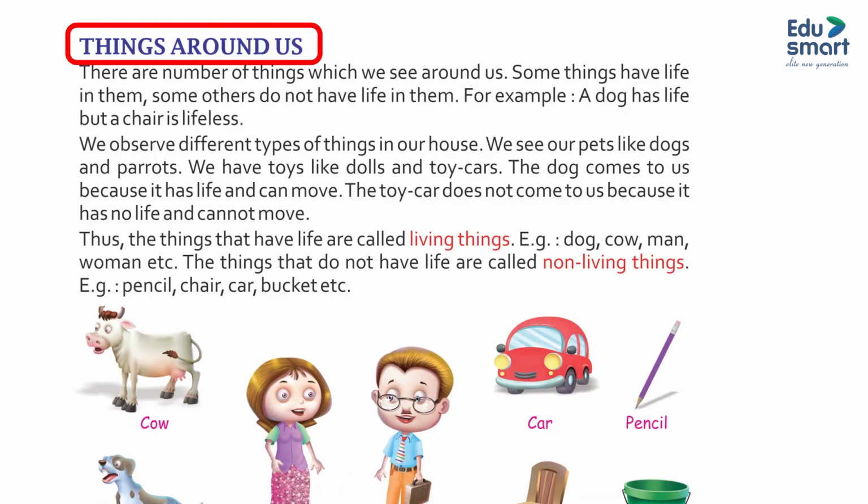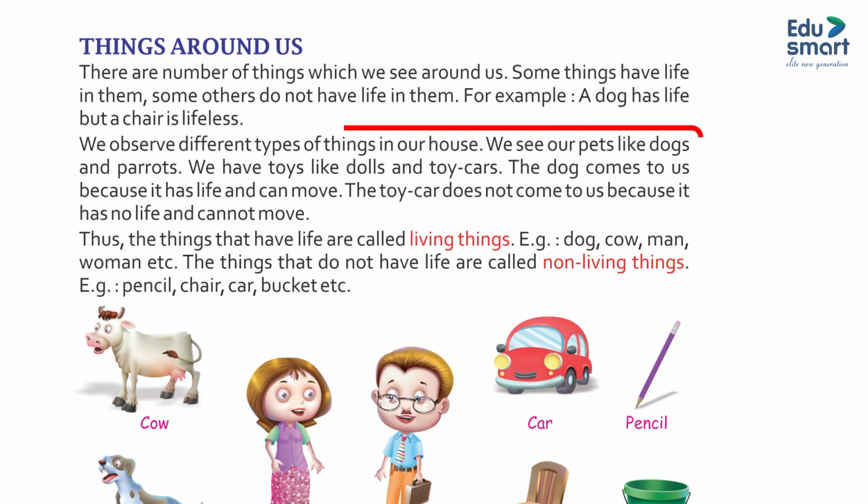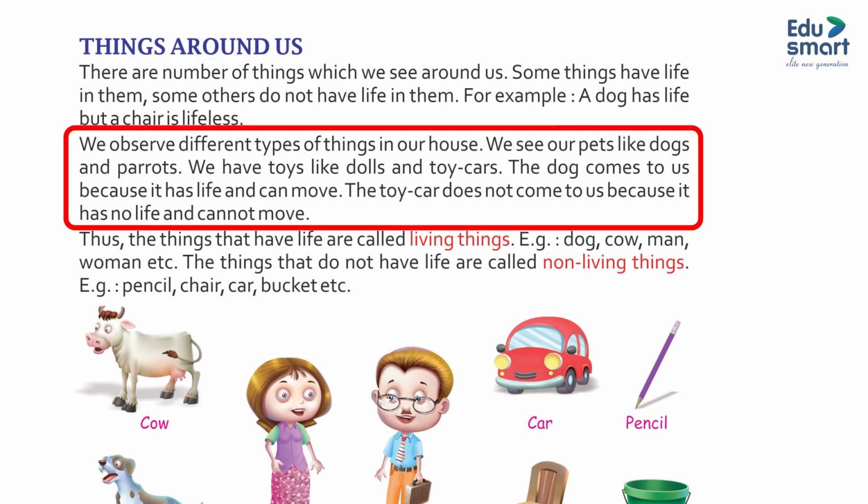Things around us. There are a number of things which we see around us. Some things have life in them, some others do not. For example, a dog has life but a chair is lifeless. We observe different types of things in our house. We see our pets like dogs and parrots. We have toys like dolls and toy cars.